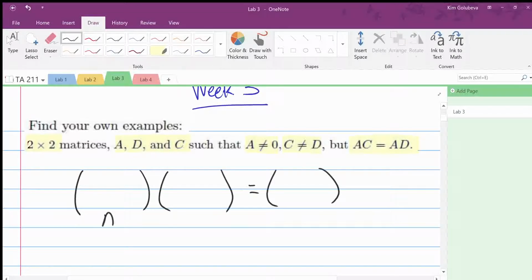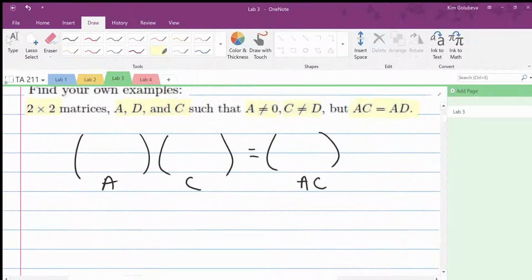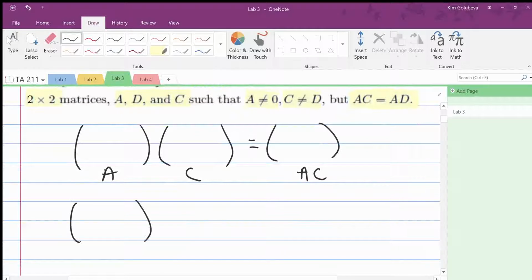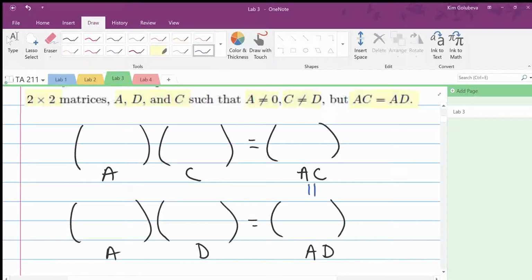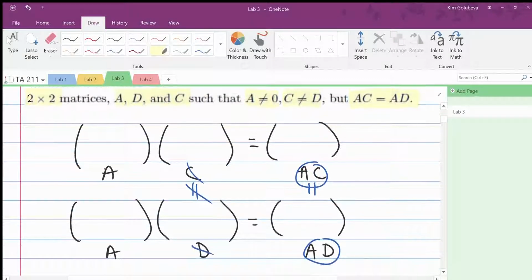So we're looking for A times some matrix C that equals AC, and the same A here multiplied by a matrix D giving us AD, such that AC equals AD, so these two are equal to each other, but C does not equal D. Okay, so we want A times two different matrices that will give us the same product.